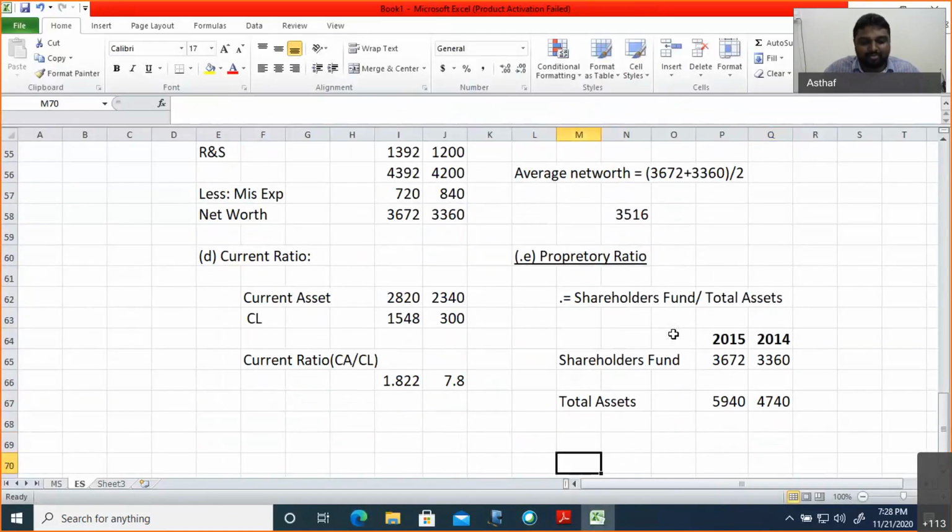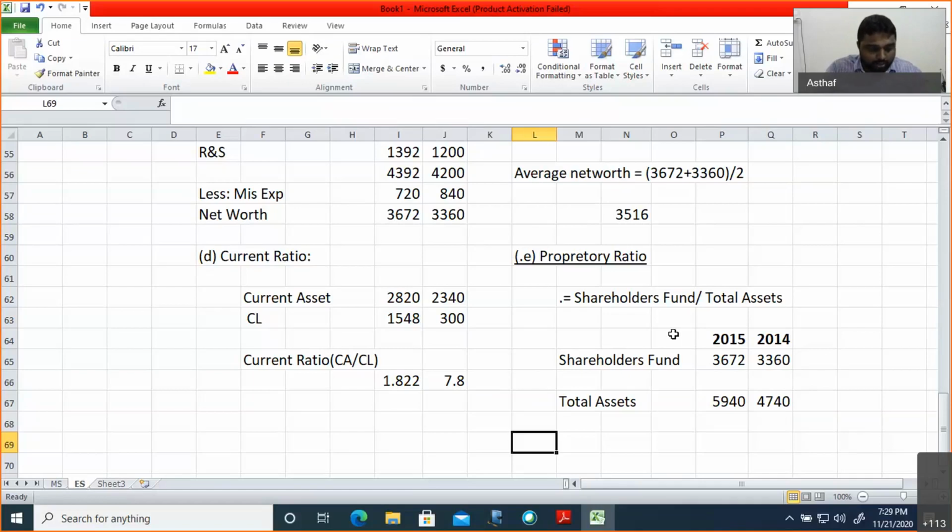So what will be the proprietary ratio? Some friends are thinking the formula is total asset by shareholders fund. It is wrong. Proprietors ratio, the formula is proprietors fund by total assets. Proprietors fund or shareholders fund divided by total assets. So we must be very careful. Just going the opposite way will make you lose marks.